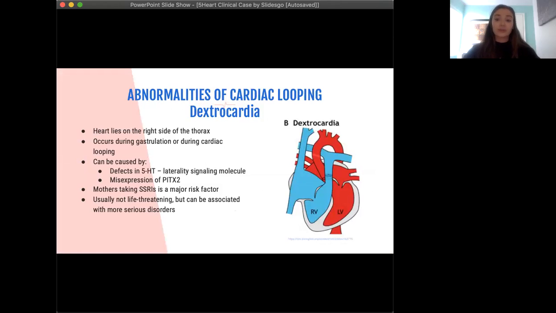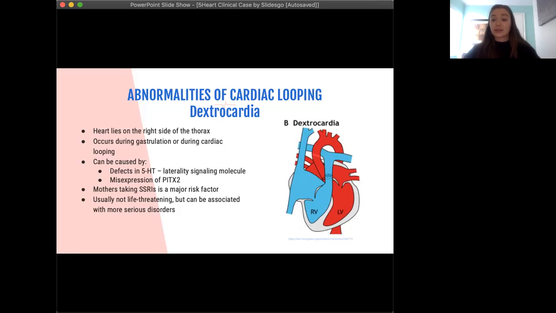So dextrocardia is a well-known abnormality of cardiac looping. The heart lies on the right side of the thorax instead of on the left. This defect occurs during gastrulation when the 3 germ layers are being formed, or in this case, during cardiac looping. Defects in 5-HT can cause dextrocardia, which, as we know, causes the expression of PITX2, the master gene for left-sidedness. So without that, the result is a right-sided heart.